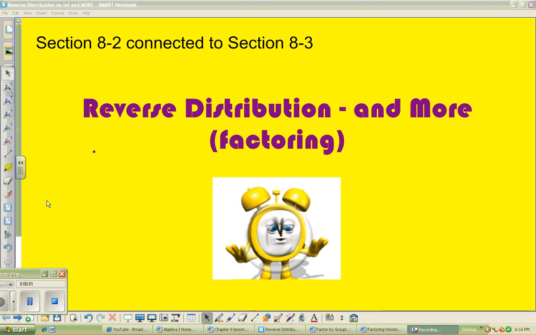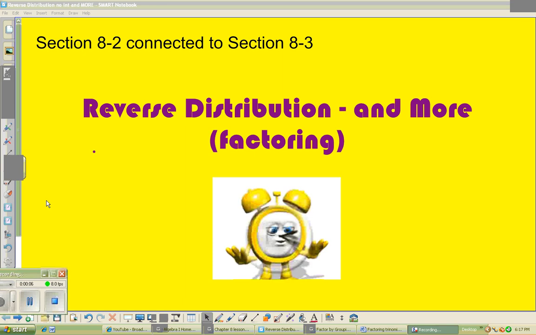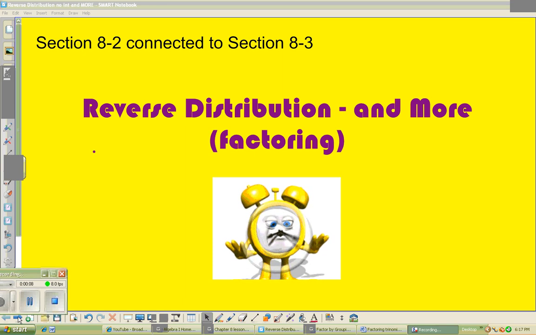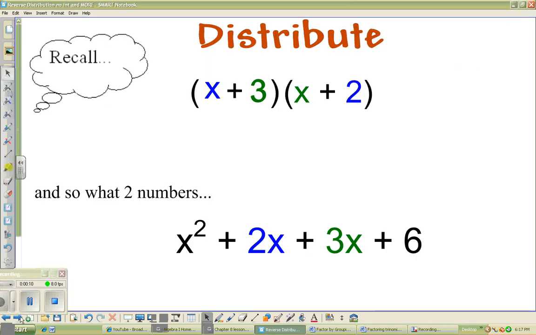This video is about reversing double distribution or foiling. You will recall when we distribute two terms like this, we are multiplying the x on the x and the x on the 2. Some call this foiling, but you can also break it apart and see it is double distribution.